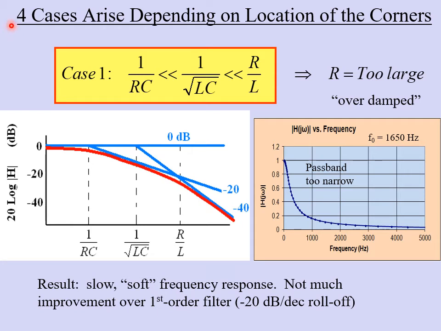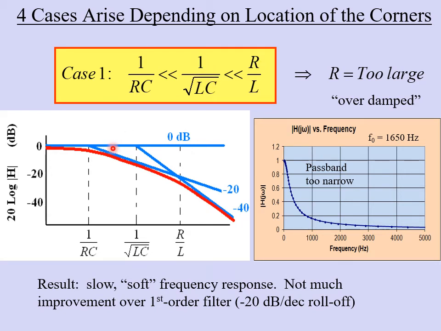So now that we've got the 3 asymptotes and the 3 corner frequencies, it turns out that 4 different cases arise depending on the locations of the corners. Let's start with the first case, when we have a large value of R. Then 1 over RC will be a small number, and R over L will be a large number, right, if R is really big. And the natural frequency, 1 over the square root of LC, will fall in between them.